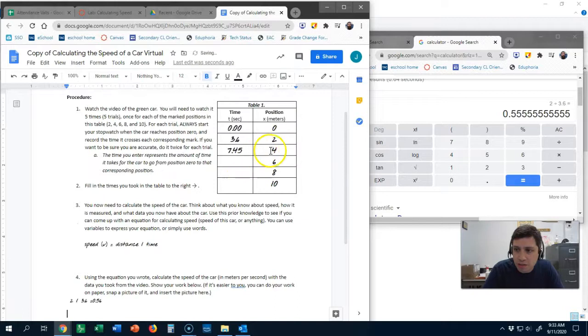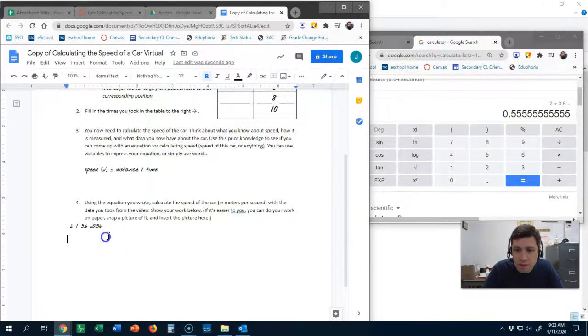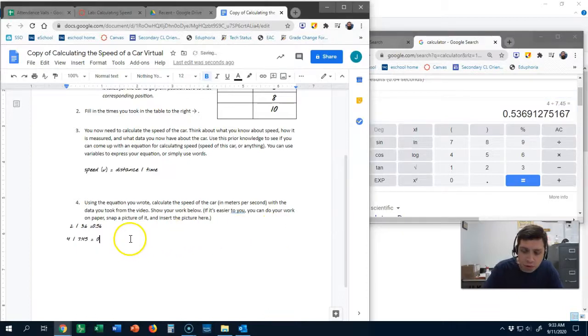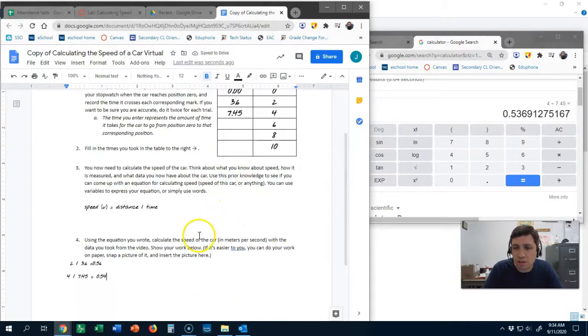We go to the next position. 4 was the distance, and it took the car 7.45 seconds to go there. So 4 divided by 7.45. Let's see what we get over here on our calculator. 4 divided by 7.45 gives 0.54. And if you do that for all of the positions, you should notice that it should be about the same. This is the speed that you should have come up with.